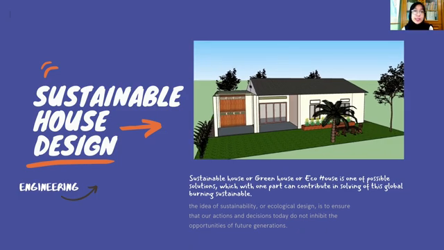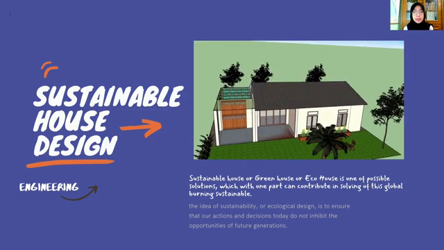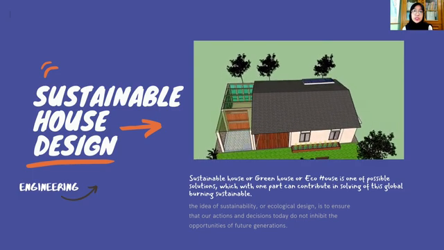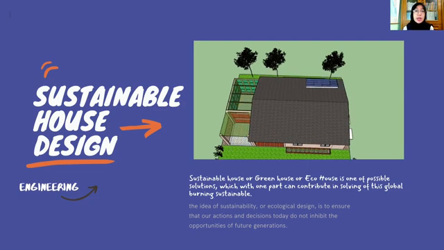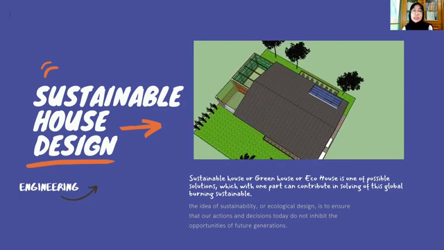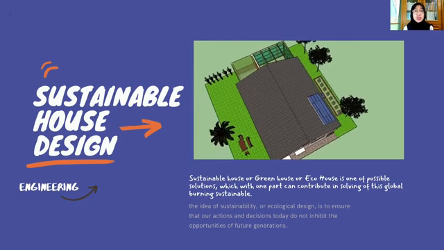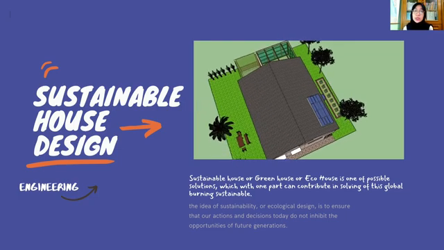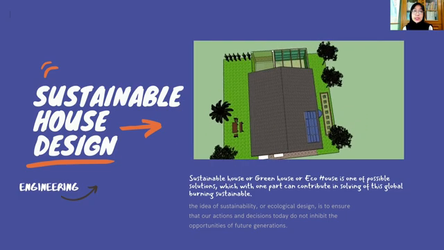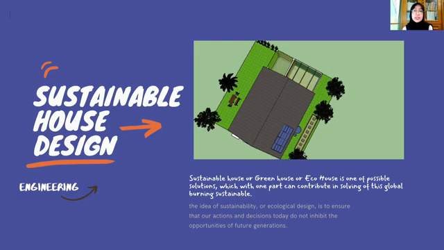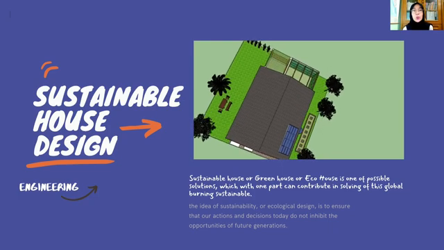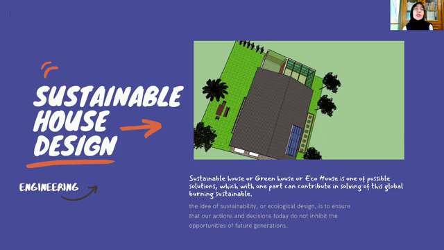We try to minimize the negative environmental impact of building by enhancing efficiency and moderation in the use of materials, energy, and development space. Most simply, the idea of sustainability or ecological design is to ensure that our actions and decisions today do not inhibit the opportunities of future generations. For a detailed explanation regarding a sustainable house, maybe you want to know what materials are suitable for use, the right location, and the benefits of a sustainable house, you can watch the full video here.